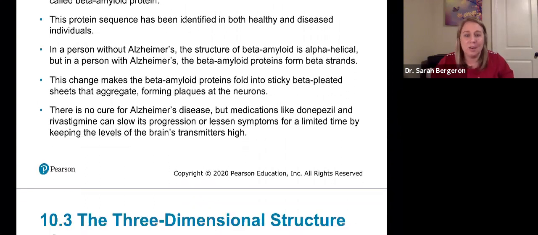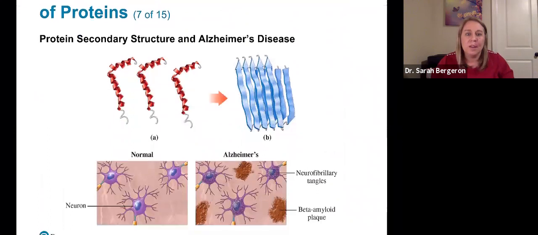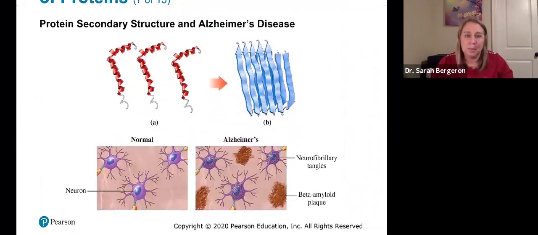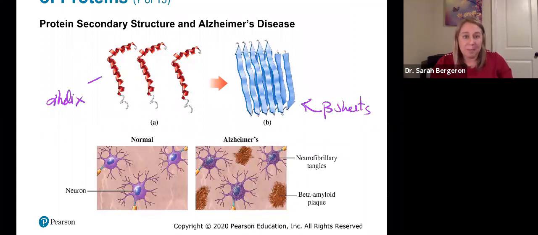So that's an ongoing thing. If you look, this is the difference in protein secondary structure, right? This is somebody who's normal. They have alpha helices, whereas over here we have beta sheets. The amino acid sequence is the same, but in the alpha helices, they don't get very close to one another. But when we turn it into beta sheets, then they stack up one on top of the other and they form these plaques here.